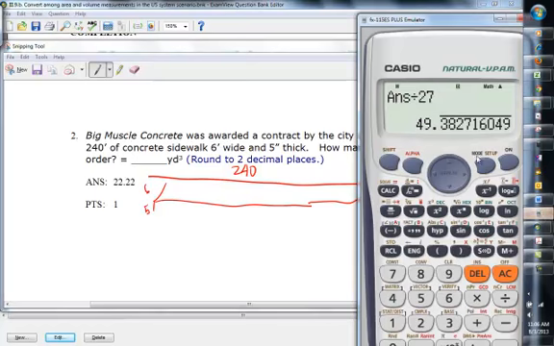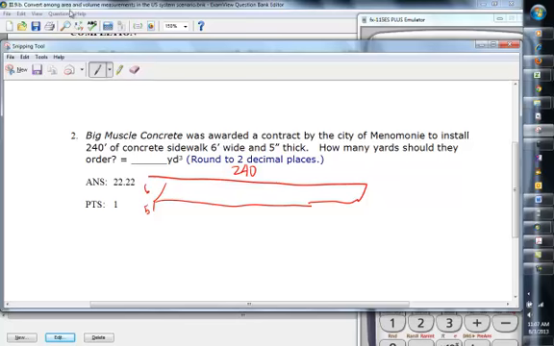So 240 times 6. Now, since we're in feet, we have to convert that 5 inches into 5/12 of a foot, and we get 600 cubic feet. Divide that by 27 because there's 27 cubic feet in a cubic yard, and we get 22.2. So this is 3.9.b.